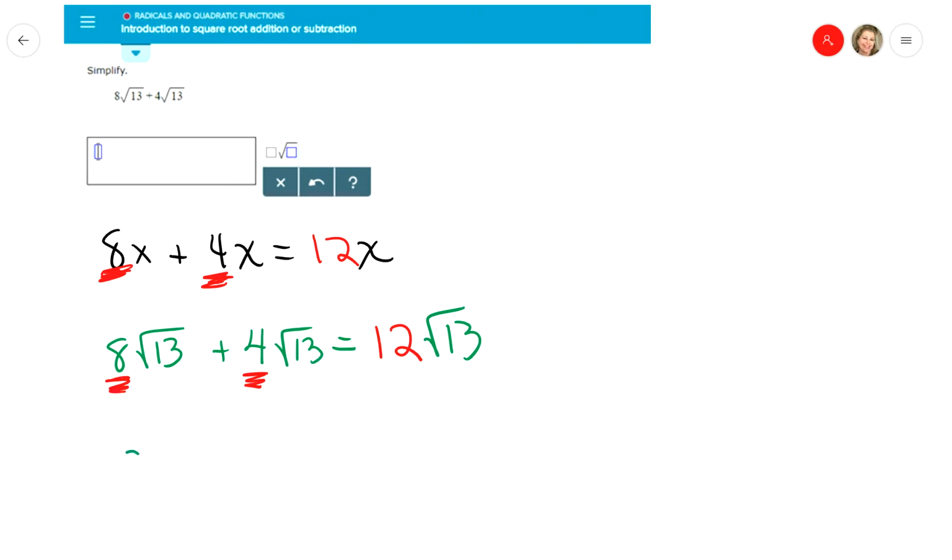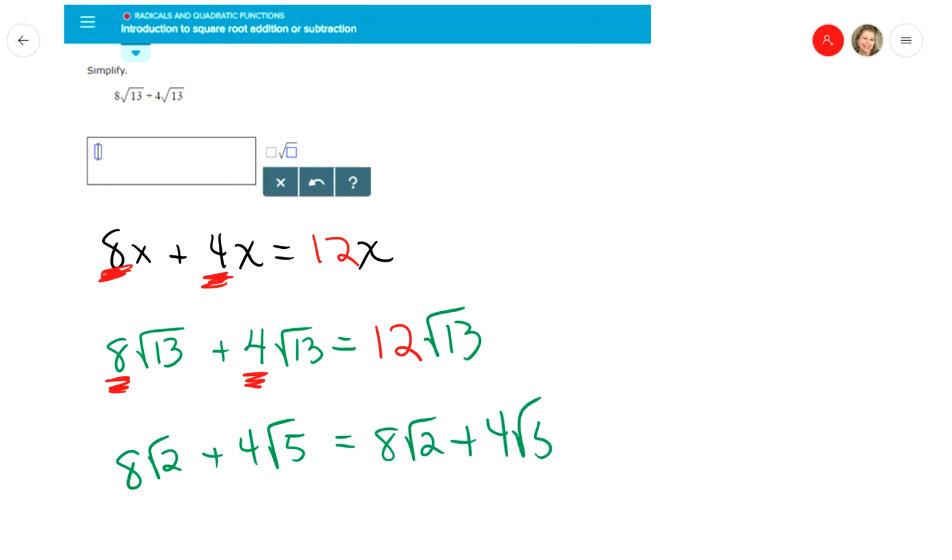If I had 8 square roots of 2 plus 4 square roots of 5, then what I have is 8 square roots of 2 plus 4 square roots of 5. Just like if you had 8x plus 4y, those are not like terms. Your answer is still 8x plus 4y. You cannot combine them. Now, the answer to this problem is 12 square roots of 13.